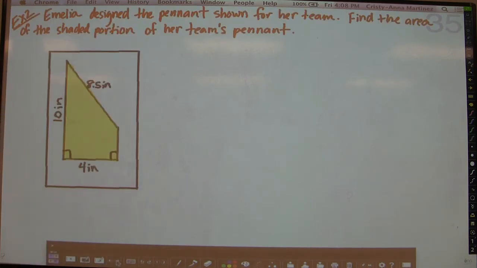In example 2, it says, Emilia designed the pennant, and again, there's a lot more in the diagram on page 790. If you care to look at it, I only drew the parts that were pertinent to the problem. But this is her pennant that she's designed for her team. And they want us to find the area of the shaded portion, which is a trapezoid. All right, so we want to do base 1 and base 2 and then the height.